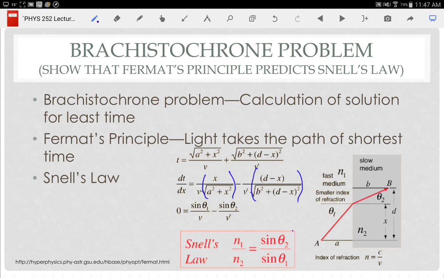And then the final thing is using the definition of the index of refraction, the speed of light in vacuum over v, to substitute from v and v prime to n and n prime.